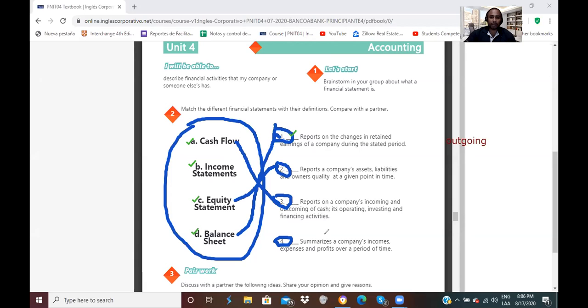All right, repeat. Summarizes a company's income, expenses, and profits over a period of time. What is your answer? Income statements. Repeat one more time: cash flow, equity statement, balance sheet. All right.